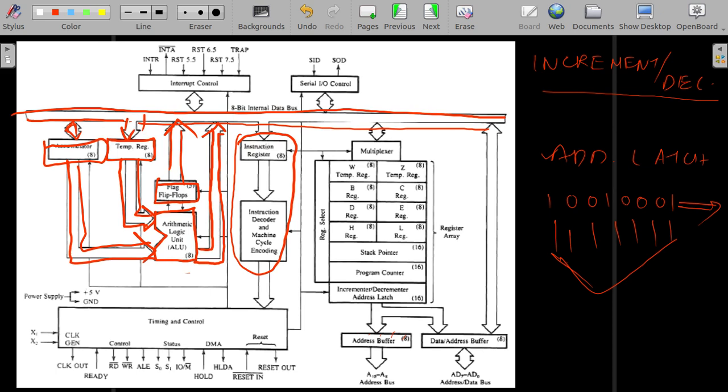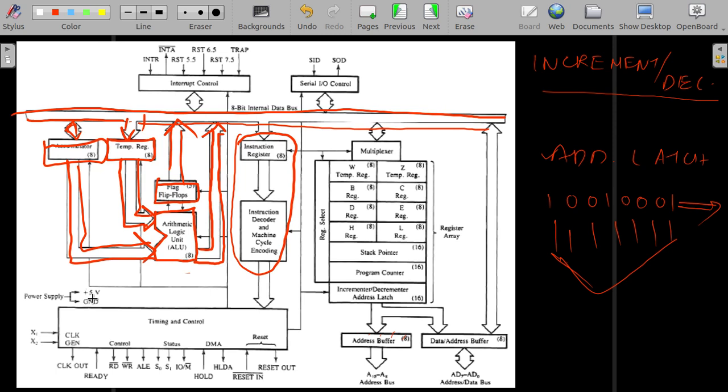Then we have the instruction register followed by the instruction decoder, which is given to the timing and control. Then there is the register array, this whole thing. So we have our ALU area, our instruction register and instruction decoder area, our register array area, and from the register array we have to give the address buffer and data buffer. Then it is just a matter of interrupt control, serial control, and timing and control.